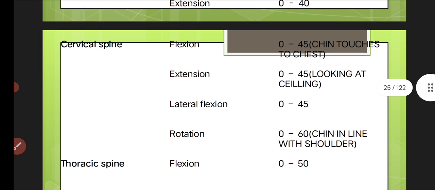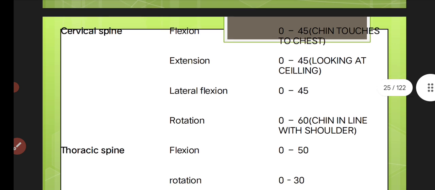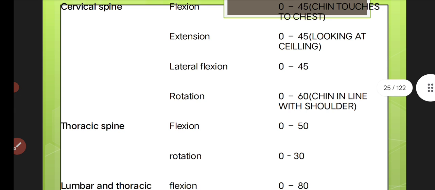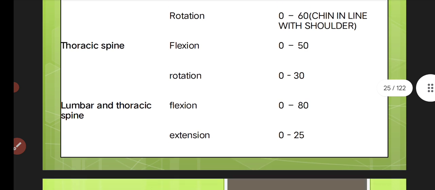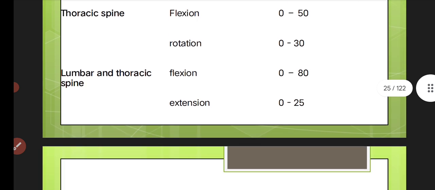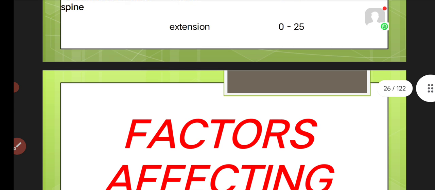Same as cervical flexion is 0 to 45, chin touches the chest, extension will be 0 to 45, looking at the ceiling, lateral flexion 0 to 45, rotation 0 to 62, seen in line with the shoulder. Okay, thoracic spine flexion is 0 to 50, rotation is 0 to 30, lumbar thoracic spine flexion is 0 to 80, extension is 0 to 25.